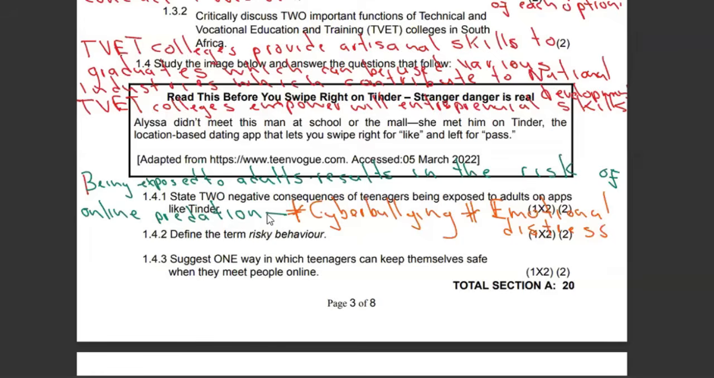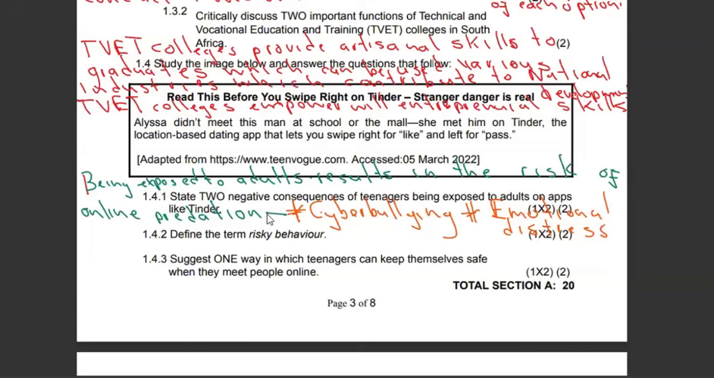Then also you can include identity theft and privacy concerns. Untrustworthy individuals may attempt to steal personal information, or they may engage in identity theft, putting teenagers at risk of fraud and other cyber crimes. So these are the negative consequences. It exposes young adults to online predation. There is cyberbullying, emotional distress, and there is also identity theft and privacy concerns.